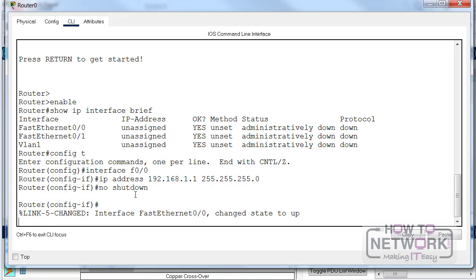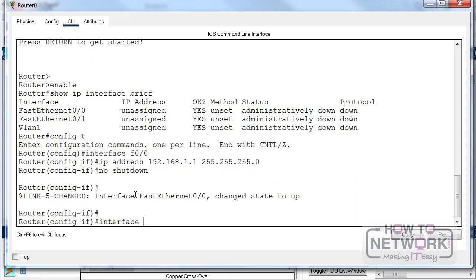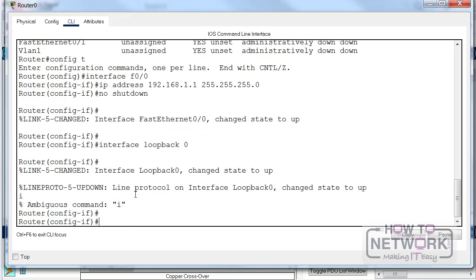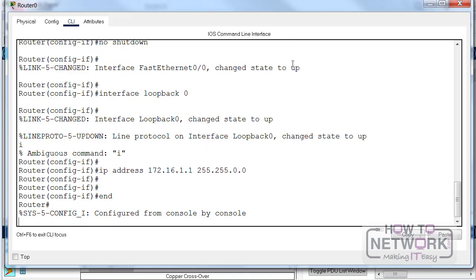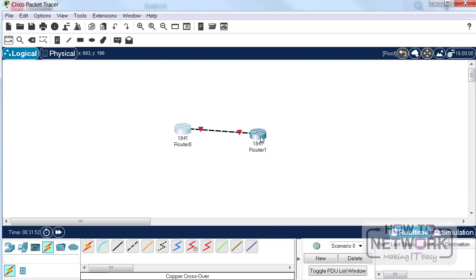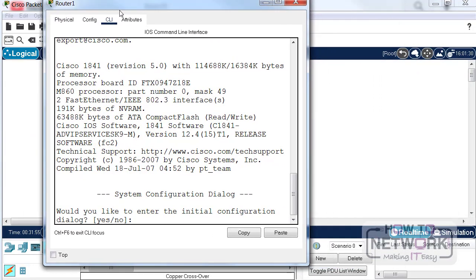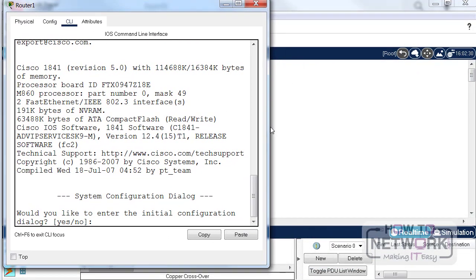I issue the no shutdown command, which basically tells the interface to come up. It will just need to see a signal on the other side before it does that. Now I'm going to type interface loopback zero. Loopback is a virtual interface that doesn't exist, so it's just going to be used for testing. And I'm adding a Class B IP address of 172.16.1.1. Two lots of 255 this time, just the default subnet mask, and then two zeros.